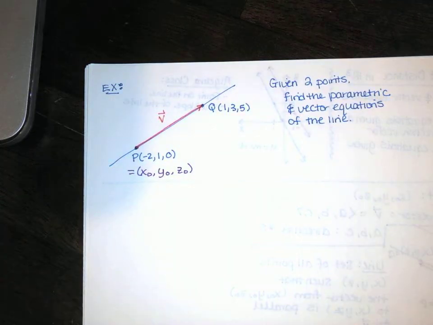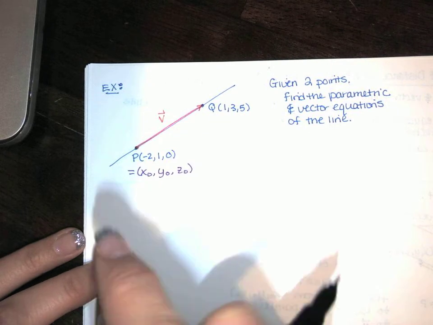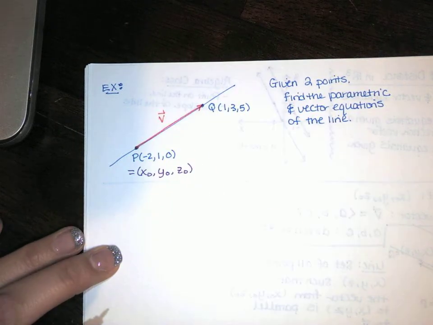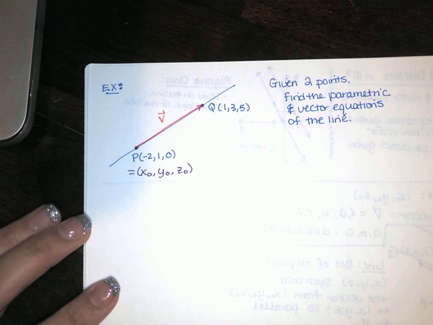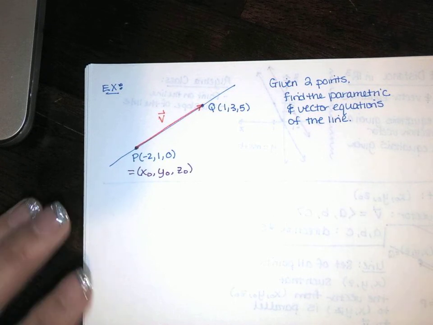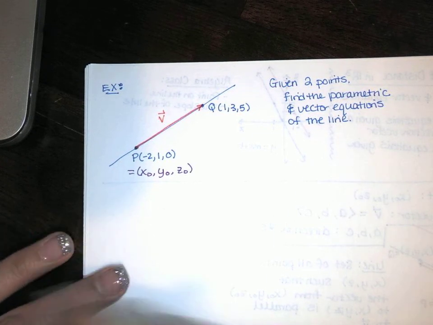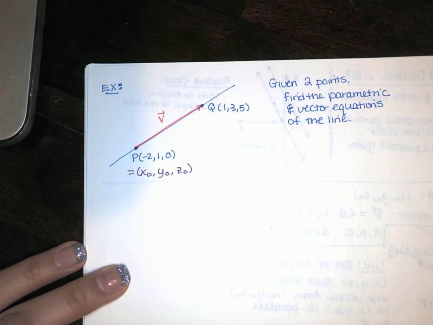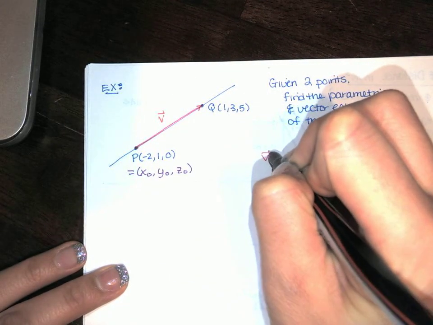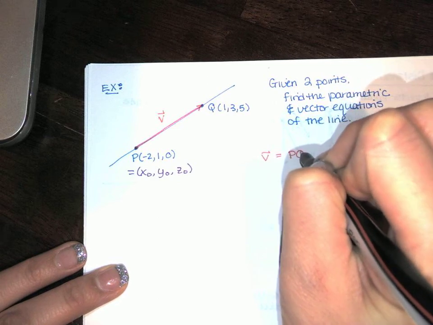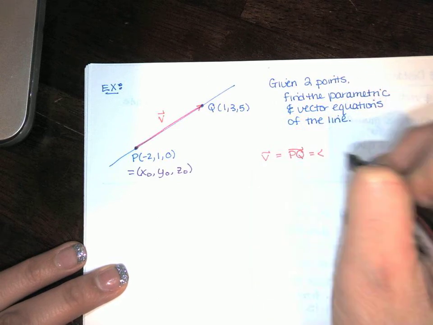So let's do that. If I give you P and Q, you can use those to come up with the direction vector. Either one of these, P or Q, could be your x naught, y naught, z naught, and then you just substitute everything into those 2 forms that we talked about earlier. Okay, so let's find the direction vector of the line. I'm going to use the vector from P to Q.